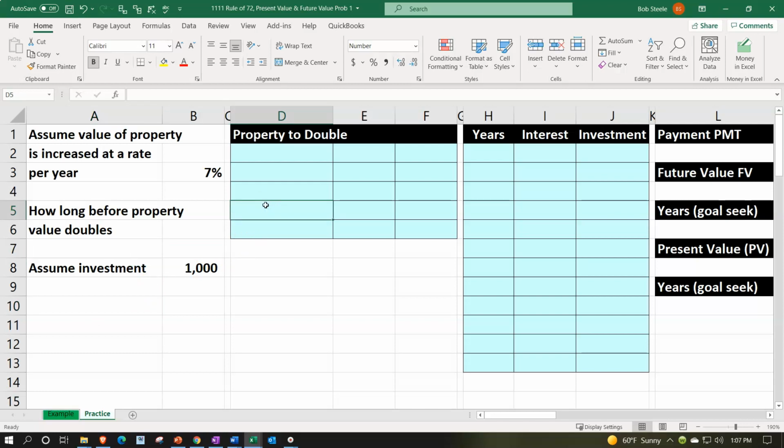We're going to look at the rule of 72, which is kind of a shortcut rule, and then we'll apply some other concepts, which will be more precise and have other benefits. So the information on the left says, assume the value of property is increased at a rate per year of 7%. How long before the property value doubles is going to be our question.